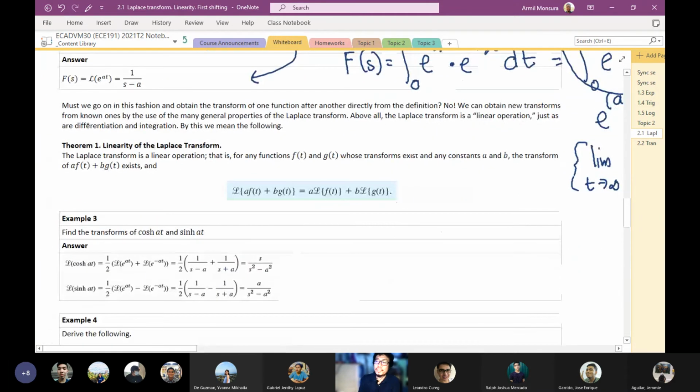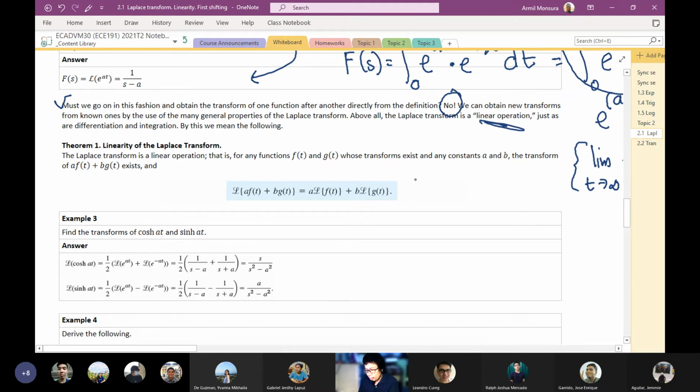Now, this is what I said. Must we go on in this fashion and obtain the transform of one function after another directly from this definition? The answer is an astounding no! We can obtain new transforms from known ones by the use of many general properties of the Laplace transform, as I stated earlier. Above all, the Laplace transform is a linear operation. It is mainly because it originated from an integral. Since it was born from the integral operation, the Laplace transform itself turns out to be a linear operation.